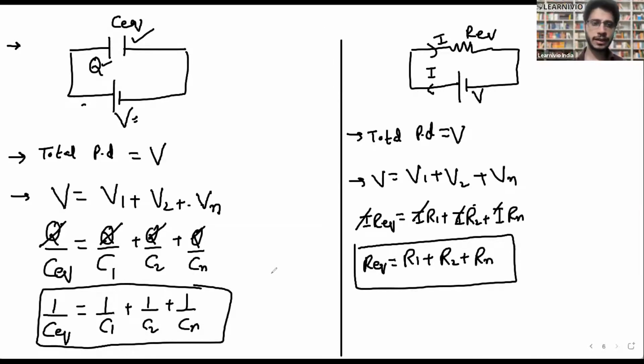So if your capacitors are connected in series, then we calculate 1 by C equivalent as 1 by C1 plus 1 by C2 up to 1 by Cn, and equivalent resistance as R1 plus R2 plus Rn.